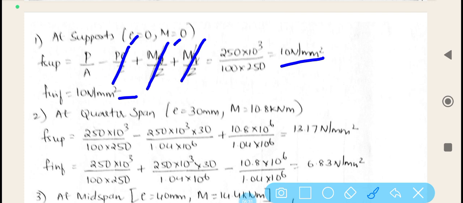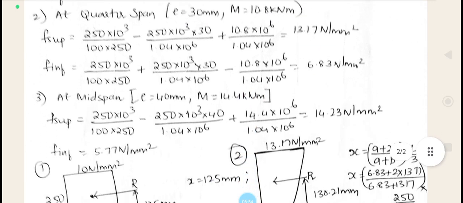And the next case is at quarter span, where we have found out what the e value is and what the bending moment is. So substitute for everything, we'll get the answer, and similarly for f inferior. After calculating, we get both f's, the resultant stress at the top and bottom fiber.